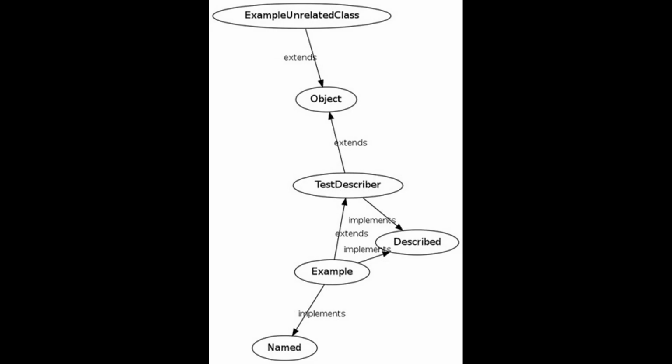Inheritance is implemented in code by using the extends keyword in Java and the < symbol in Ruby. When a subclass extends a superclass, it inherits all the properties and methods of the superclass. The subclass can then add its own properties and methods, or override the properties and methods of the superclass.